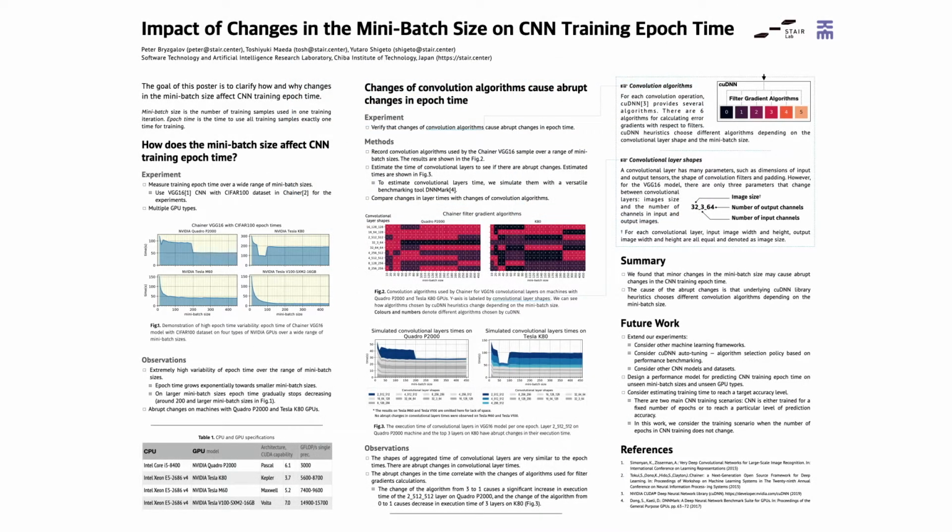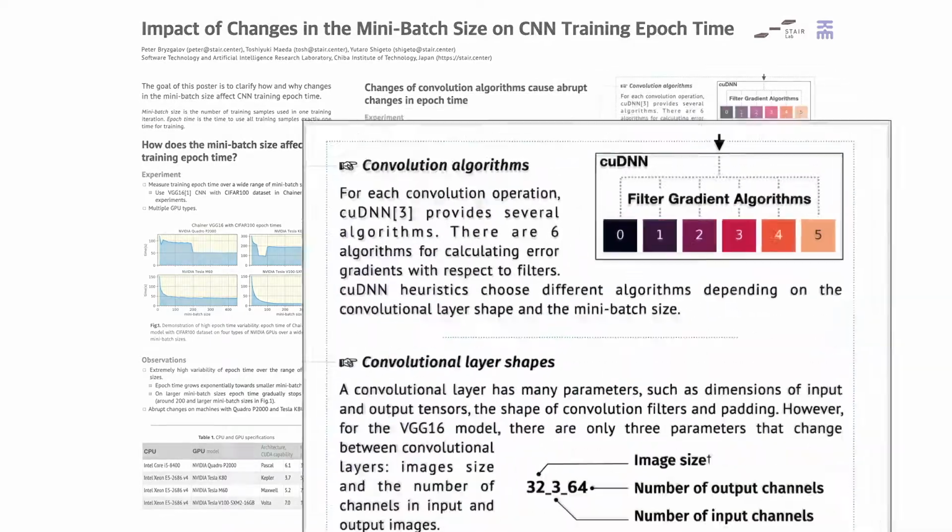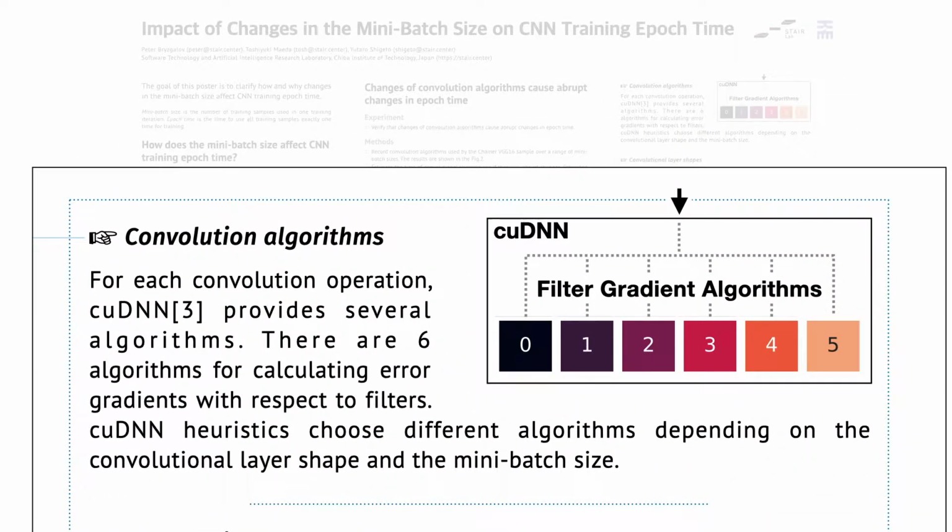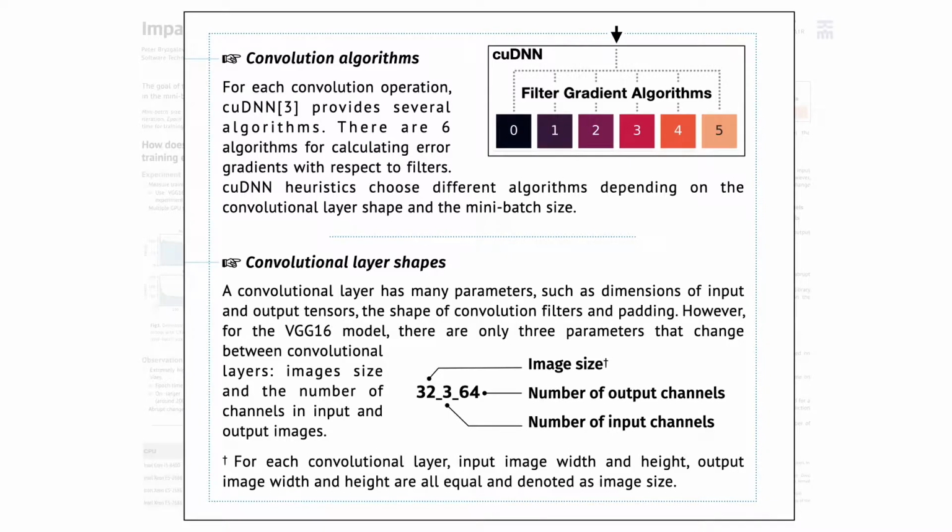To understand why the abrupt changes happen, we investigated the underlying cuDNN library, which is used by many machine learning frameworks like TensorFlow, PyTorch, and Chainer. cuDNN provides several different algorithms for each convolution operation. cuDNN heuristically chooses one of the algorithms, depending on convolution parameters, memory requirements, and other factors. We do not elaborate here, but there is a short explanation of convolutional algorithms in cuDNN and convolutional layer shapes in the poster.